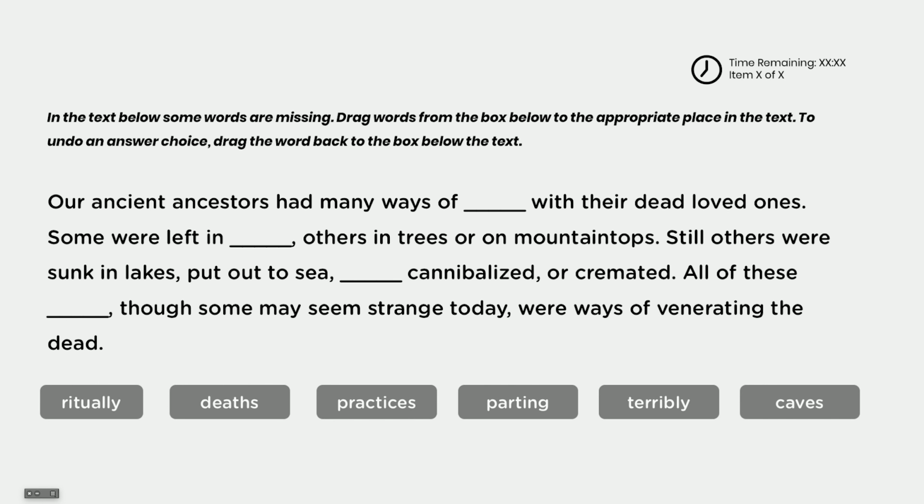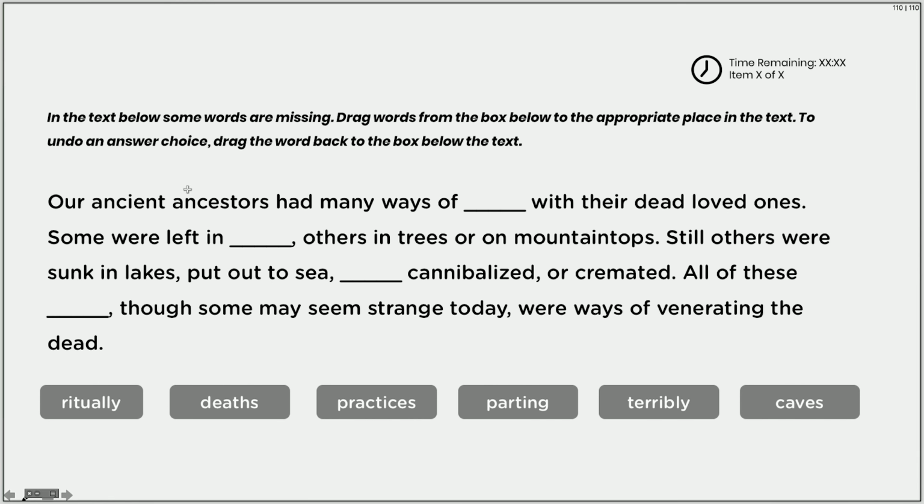Cool, how did you go? This one was actually a little bit different. There weren't too many collocations here, but let's go through the answers and hopefully you got them right. Okay, so the first one: our ancient ancestors had many ways of something with their dead loved ones.